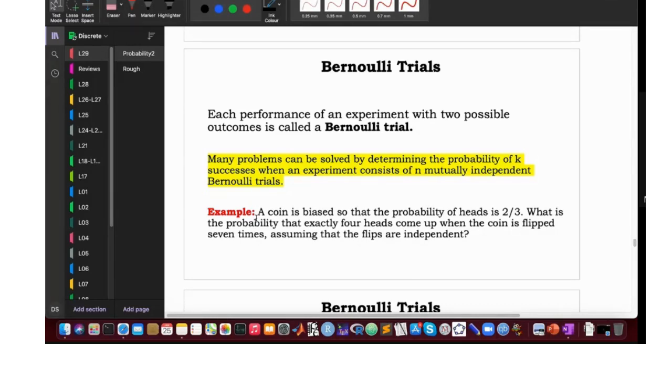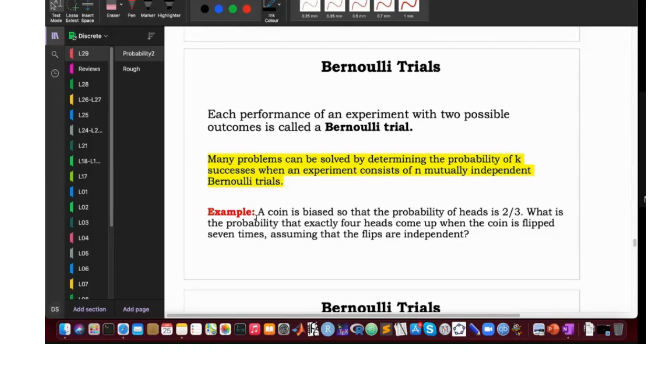For example, many problems can be solved by determining the probability of k successes when an experiment consists of n mutually independent Bernoulli trials. Okay, so mutually independent का मतलब ये है कि if you flip the bit 100 times, तो उसके अंदर कोई dependence नहीं है इन सारे experiments की. All experiments are totally independent from each other.